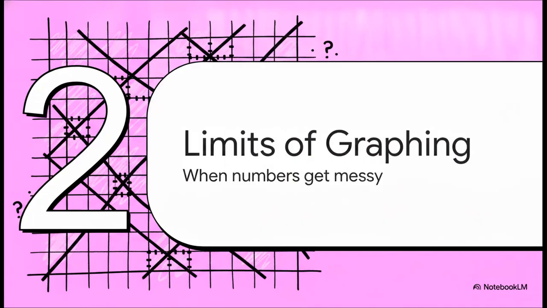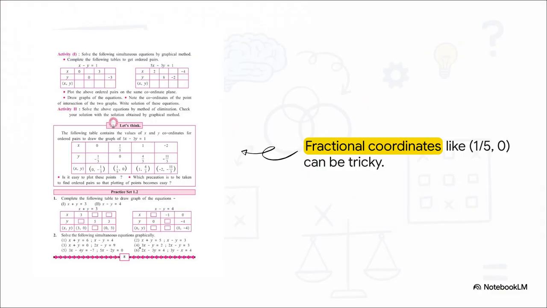But that brings us to Section 2, limitations of graphing. What happens when the mathematics is not so perfectly neat and the numbers get messy? Well, look at the challenge right here in this Let's Think section. You'll see coordinates like 1/5 or -11/3. Now these are definitely not your simple everyday whole numbers, are they?